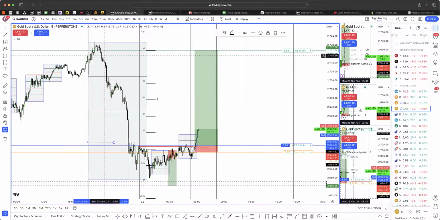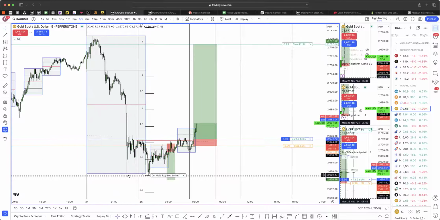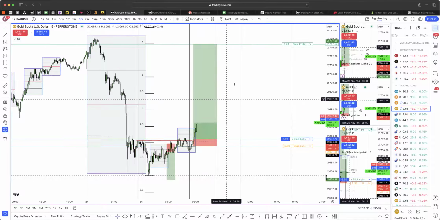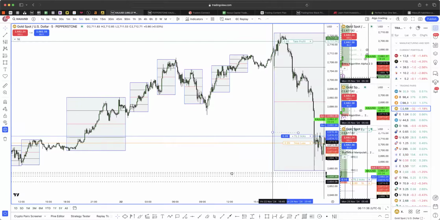And what do we have? Here, this is not sequence number 1. Why? Because this is engineered liquidity. This is low of the day, and this is buy model. Okay, so forget that. Let's come here.